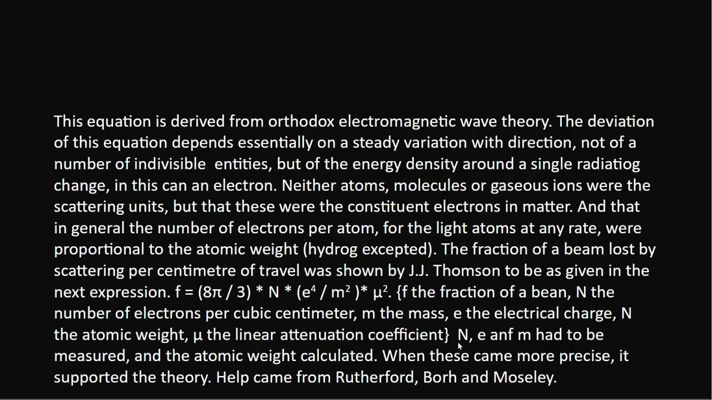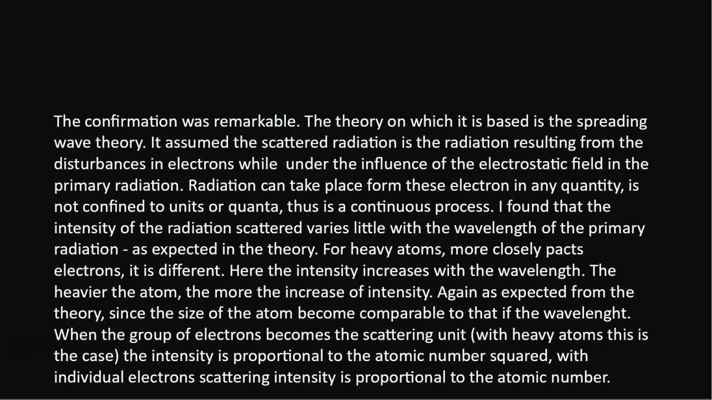When these became more precise, it supported the theory, with help coming from Rutherford, Bohr, and Moseley. The confirmation was remarkable. The theory on which it is based is the spreading wave theory. It assumes the scattered radiation is the radiation resulting from disturbances in the electrons, while under the influence of the electrostatic field in the primary radiation. Radiation can take place from these electrons in any quantity, is not confined to units or quanta. This is a continuous process.